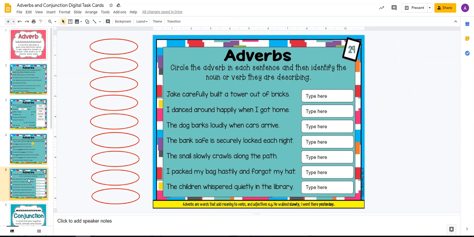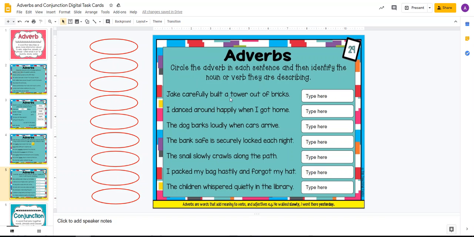Then on slide 5 here, you are going to circle the adverb in each sentence, then identify the noun or verb they are describing. So this one is just expanding on everything else that you know. First, find the adverb. Then type in the noun or the verb that they are describing. So let's look at the very first sentence.